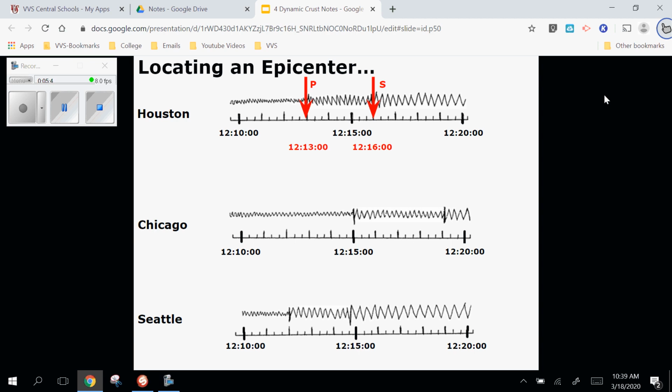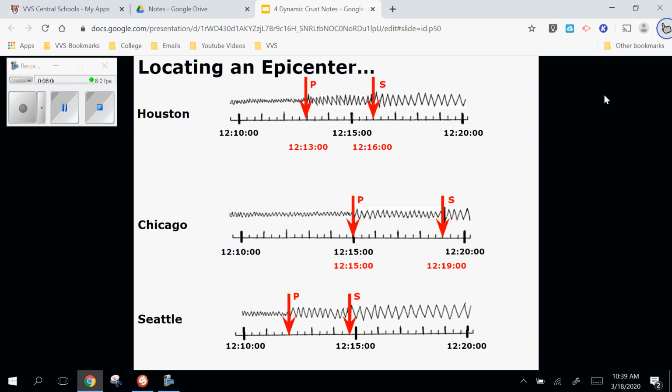Then we're going to get the arrival time for the P wave and the arrival time for the S wave for Chicago. Chicago's P arrival time is 12:15 and 0 seconds. Chicago's S wave arrival time is 12:19 and 0 seconds. And then we're going to get our third city. Here's our P arrival. Here's our S arrival.